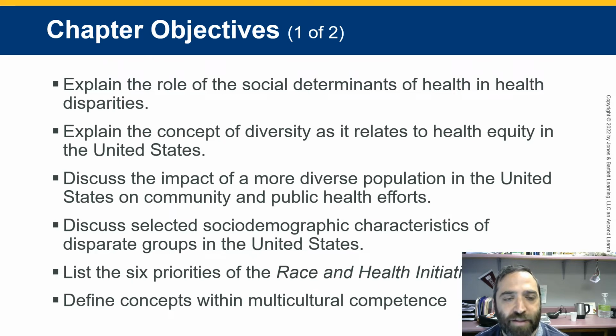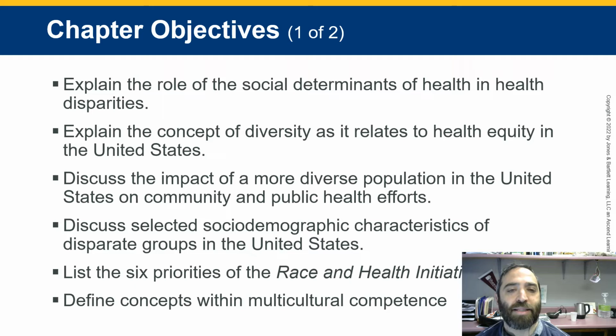So what are the objectives of this chapter? We want to explain the role of social determinants of health. Those are things like income and age and education in health disparities. So what is the relationship between your income and your health outcomes and disparities, which is like, one person has more than another person or another group really.